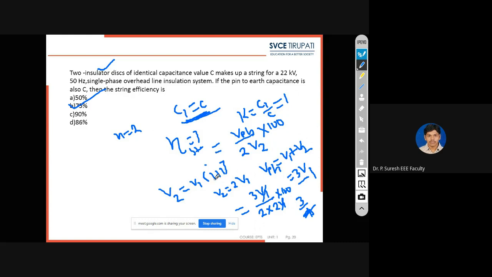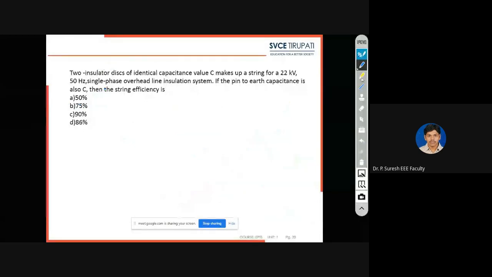Is it clear? Once you know the string efficiency and the voltage across each disc, we can easily calculate the string efficiency and each disc voltage, all those things. Is it okay?